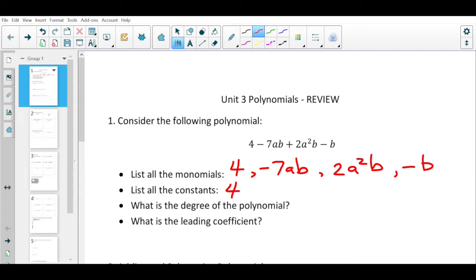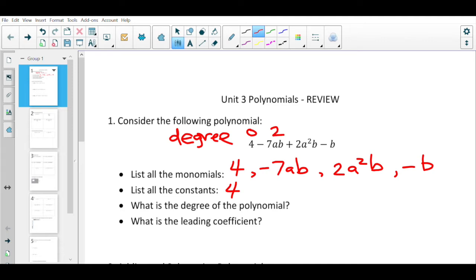What is the degree of the polynomial? So you have to look at each monomial of the polynomial and find the highest degree monomial, and that is the representative degree of the entire polynomial. So let's find the degree of each monomial. What's the degree of 4? That's 0. The degree of 7ab, the exponents on a and b are 1 and 1, so it's 2.